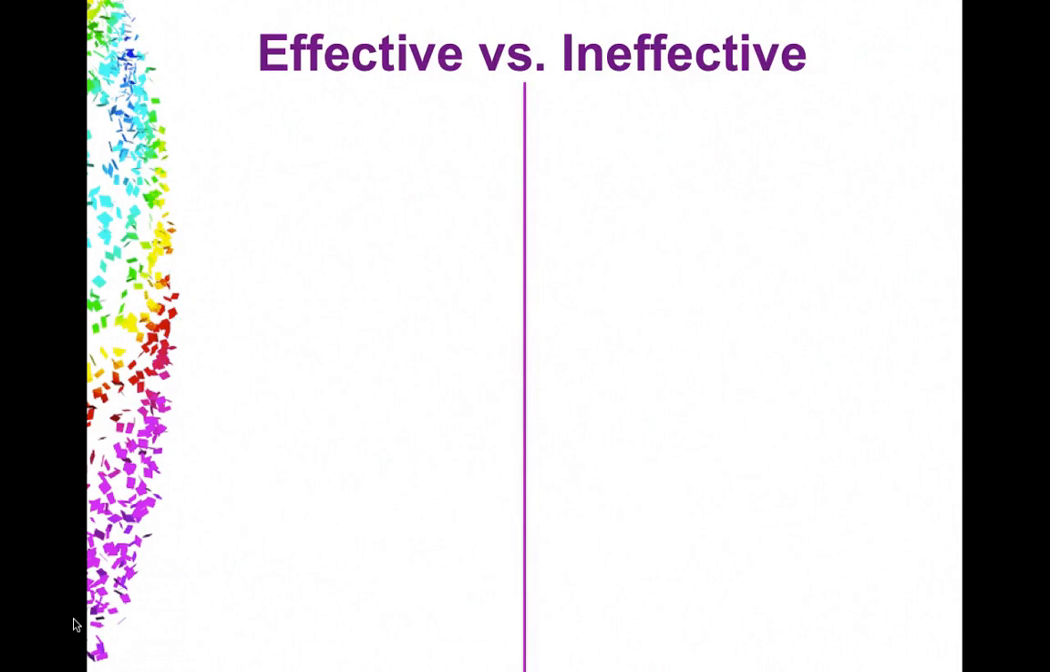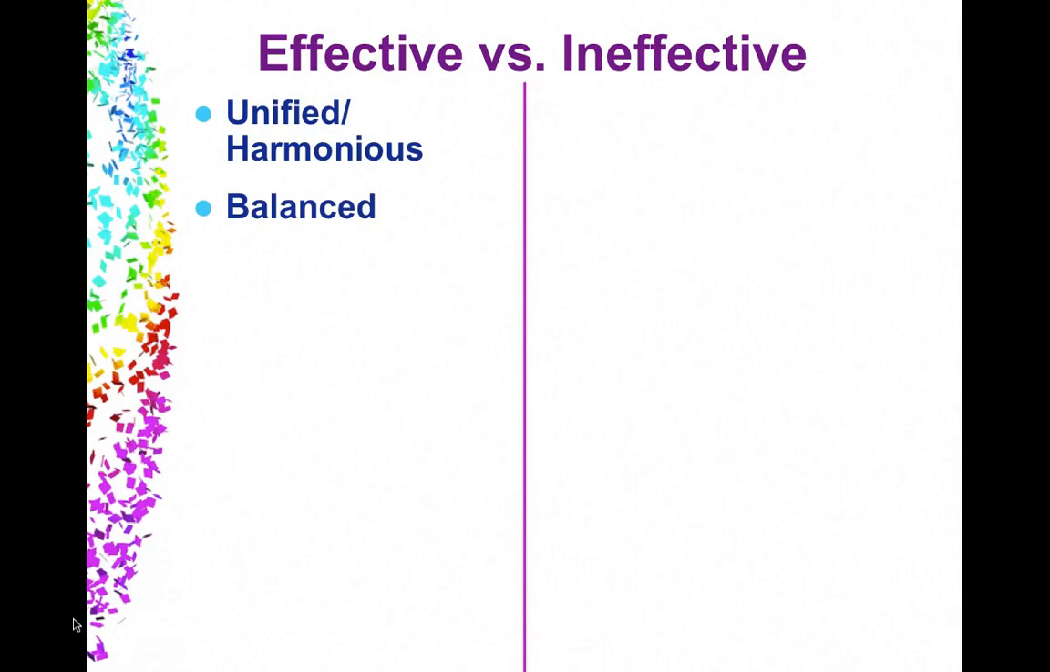You know a lot of the words to describe effective design. We have words like unified or harmonious, which means everything's going together. The colors go together, the shapes go together. Everything's working together to create a unified design. Another word we use is balanced. Now, this is one of our principles of design, but you can have a balanced amount of contrast. You can have a balanced amount of variety, and that's part of creating a unified, harmonious design.